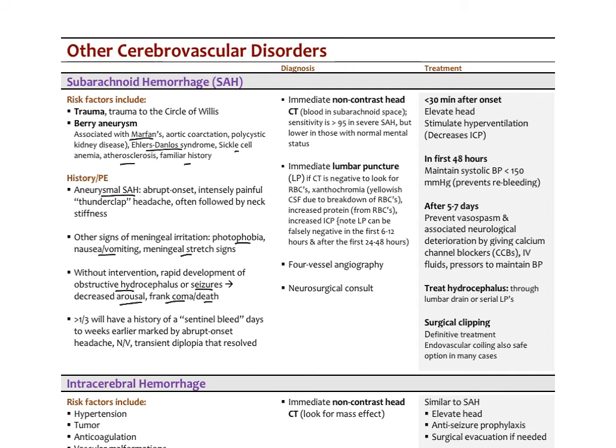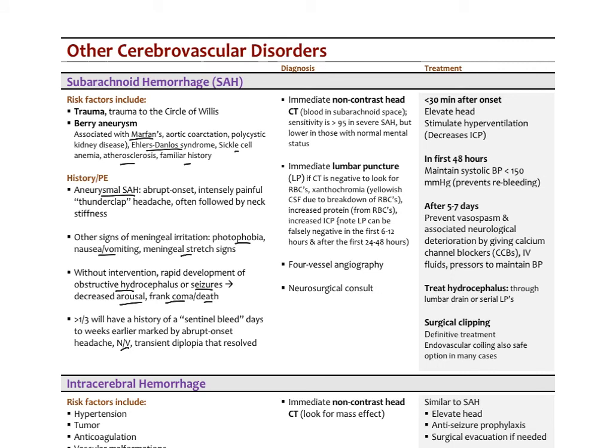About a third of patients will have reported what they call a sentinel bleed. Days to weeks before the event, they had an abrupt onset headache, nausea, vomiting, and transient double vision that then suddenly resolved. So that's kind of a warning sign that maybe a subarachnoid hemorrhage needs to be investigated.